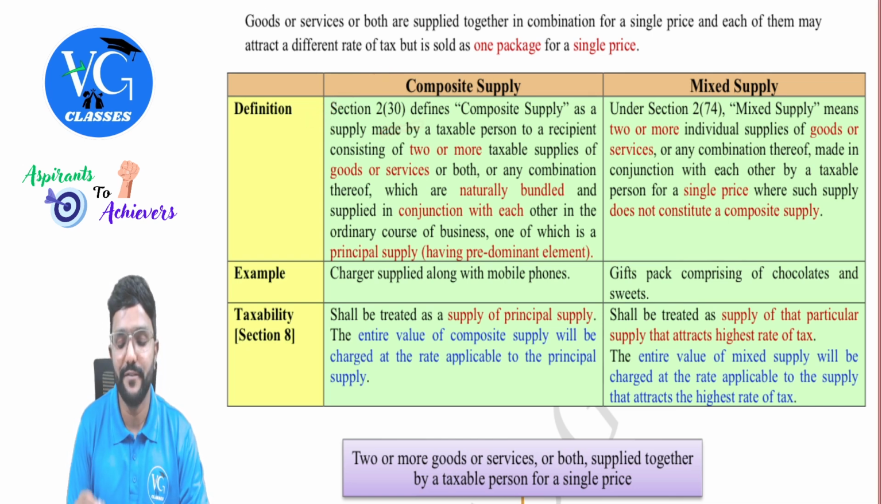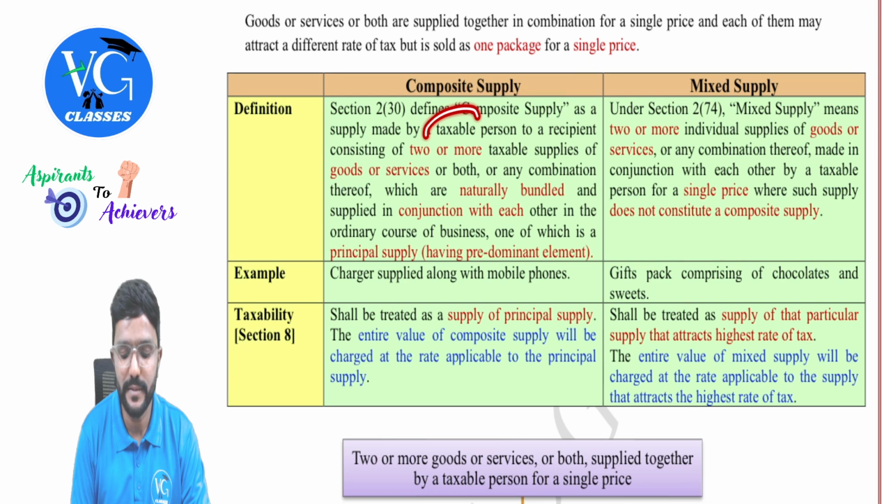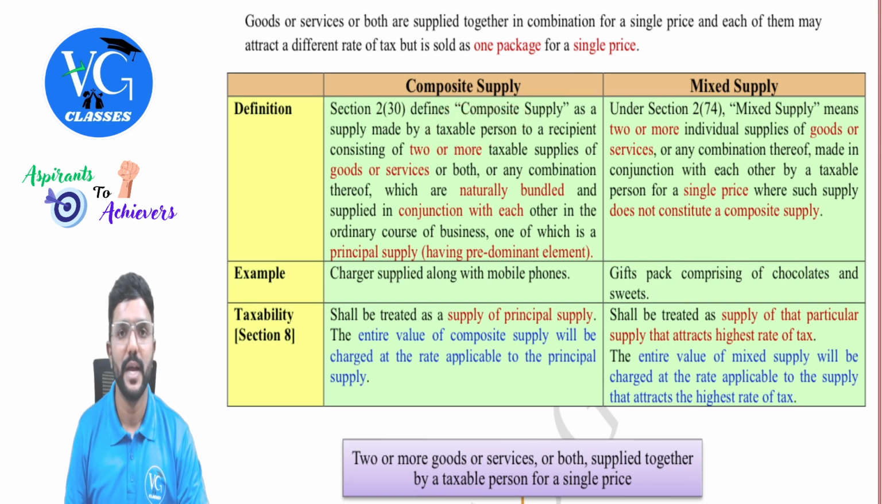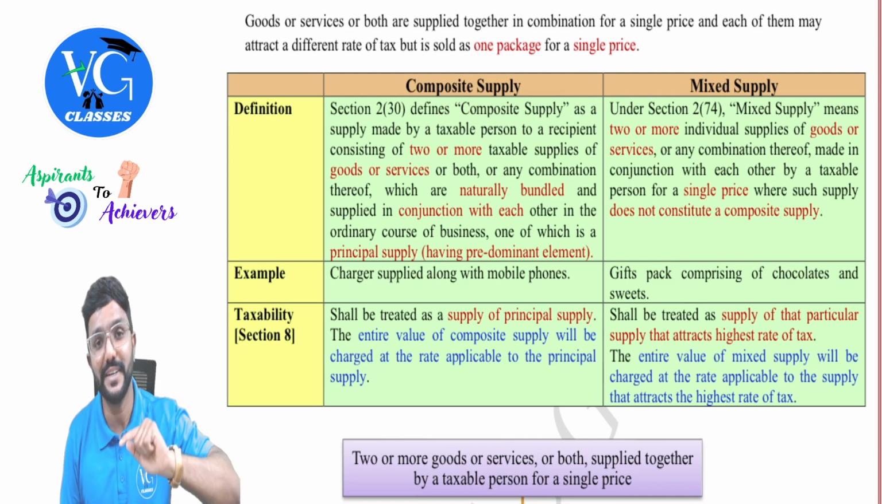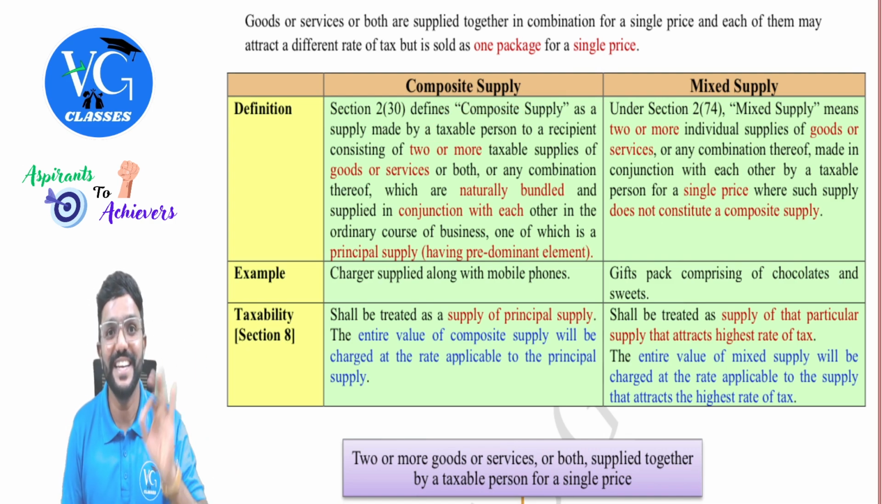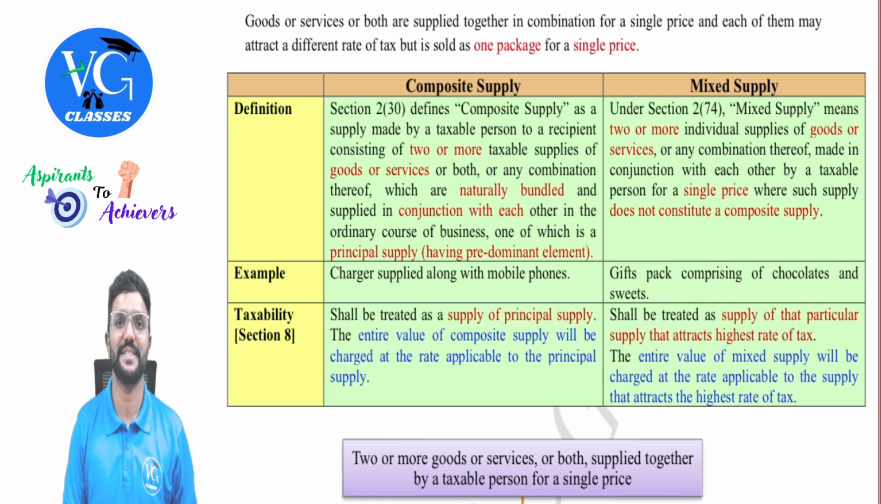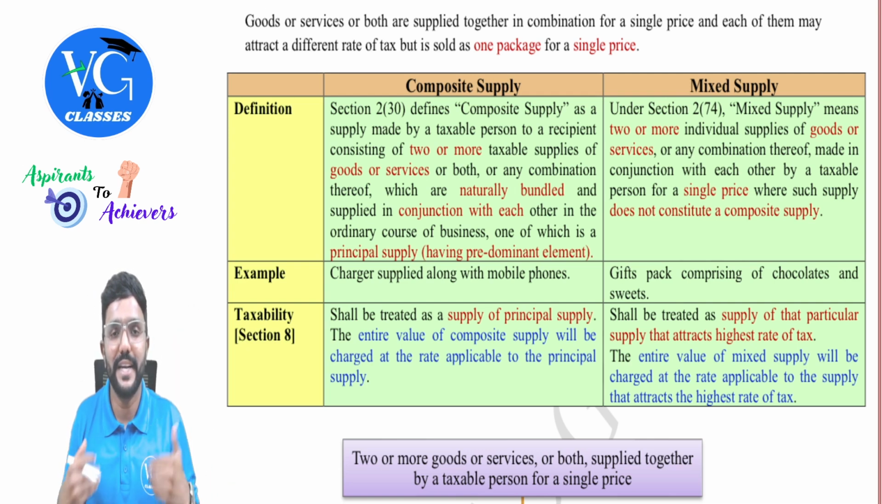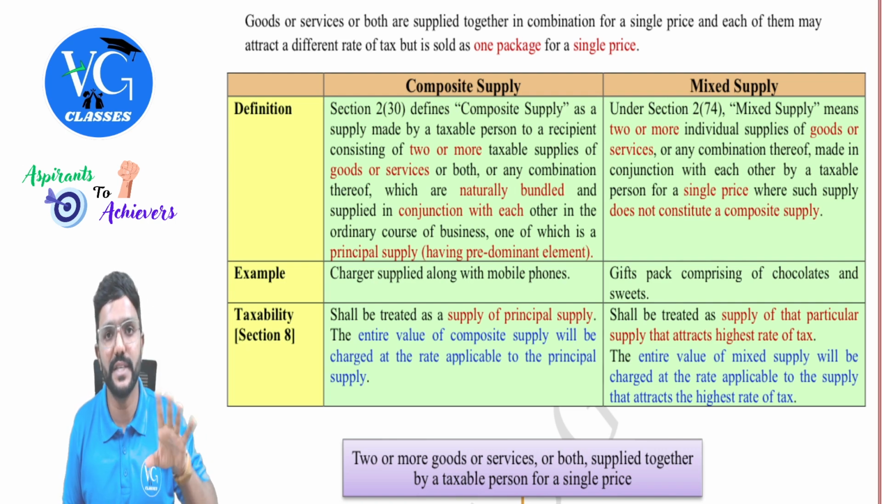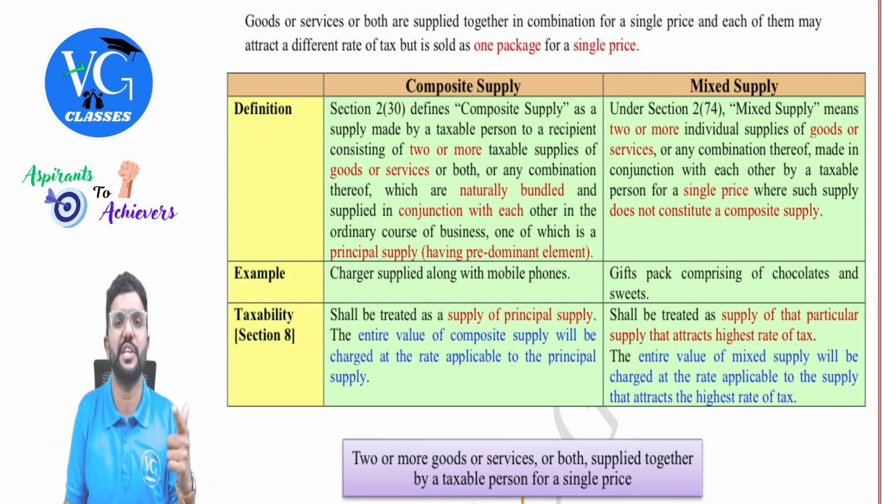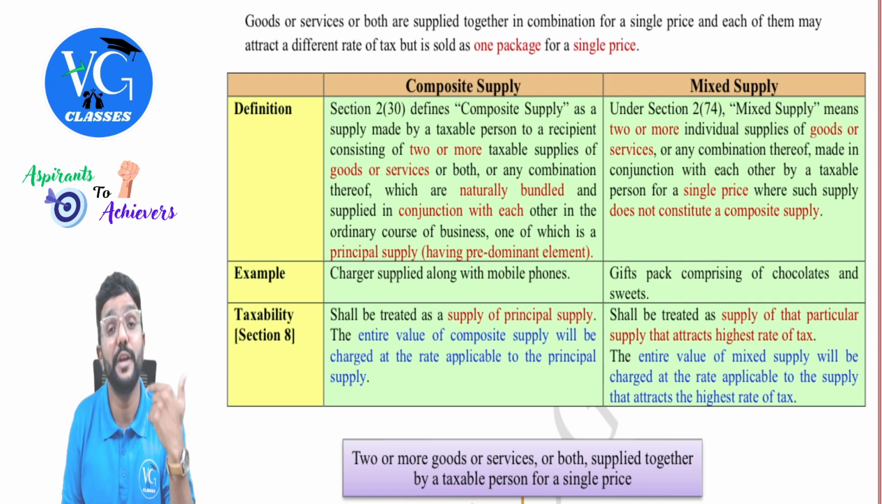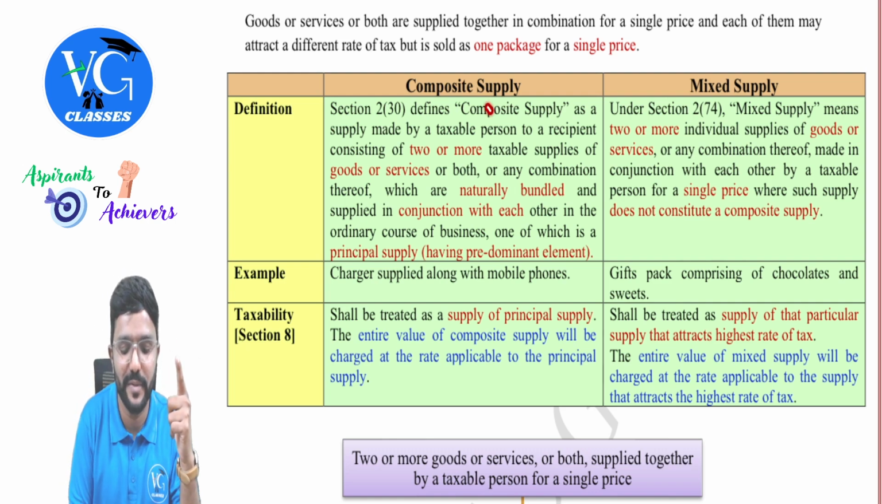Section 2 clause 30 defines composite supply as supply made by a taxable person. Who is a taxable person? A person who is registered under GST, or who is liable to be registered but not yet registered. Even he is treated as a taxable person? Yes. My turnover has crossed the threshold limit and I have registered. Am I a taxable person? Yes. My turnover has not crossed the threshold limit but I have taken voluntary registration. Am I called a taxable person?